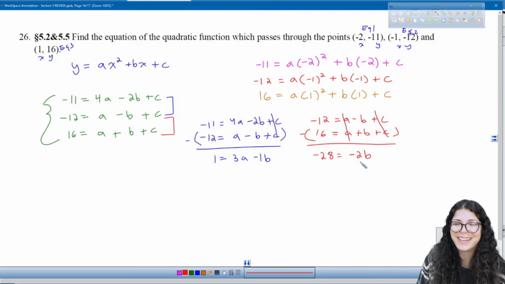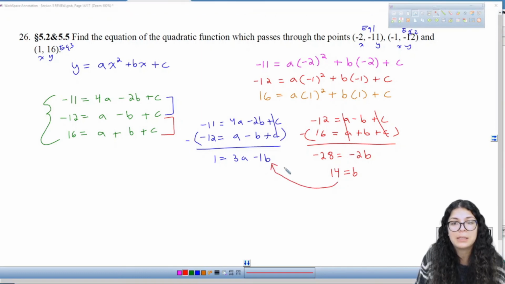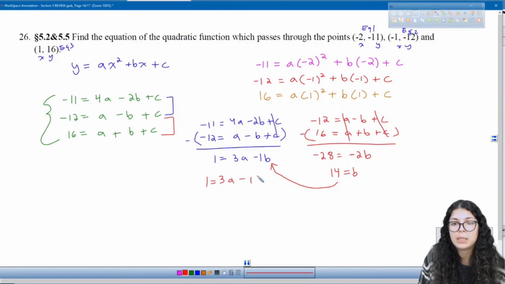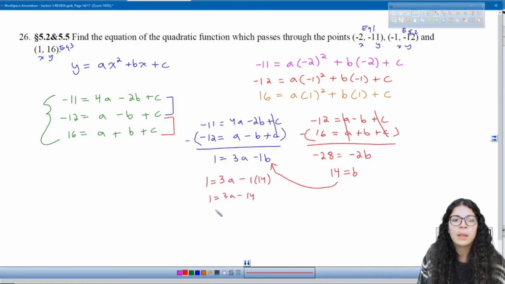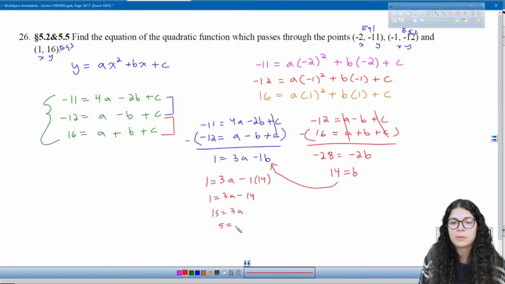Negative B minus B is negative 2B. I got a little excited there because now we already have B. That's great. Divide negative 2 on both sides, and we get B is 14. So if B is 14, let's plug that in here. So 1 equals 3A minus 1 times 14. Of course, 1 times 14 is just 14. If we add 14 to both sides, we get 15 equals 3A, and then divide by 3 on both sides, we get A is 5.